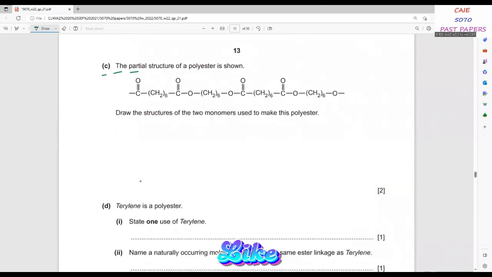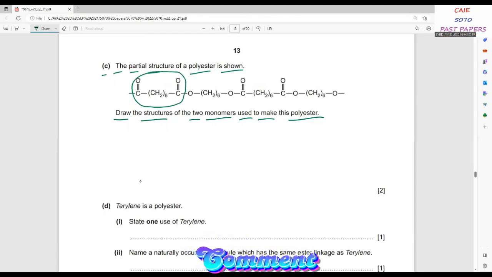C. The partial structure of a polyester is shown. Draw the structures of the two monomers used to make this polyester. First of all, you have to look at the repeating groups in this polyester. One is the repeating unit here. The other one will be here. Now I'm drawing the repeating units.